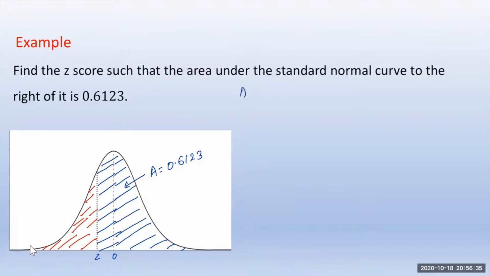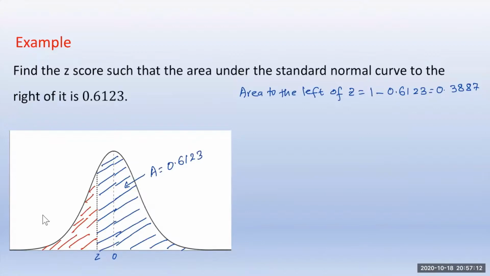So area to the left of z is equal to the total area under the curve, which is 1. Out of that 1, we have 0.6123 on the right. So if I subtract the area on the right, I get the area on the left. So 1 minus 0.6123 is 0.3887. So that is the area to the left of Z.